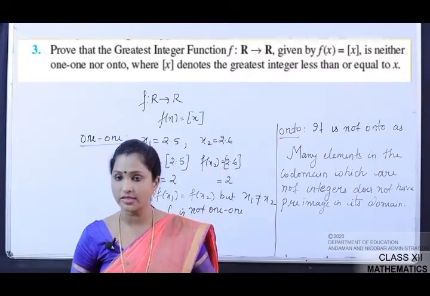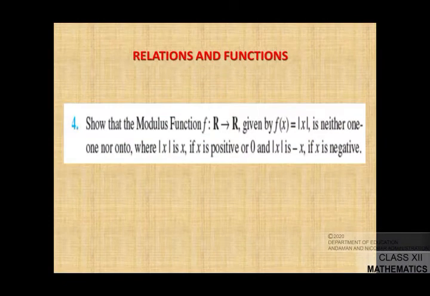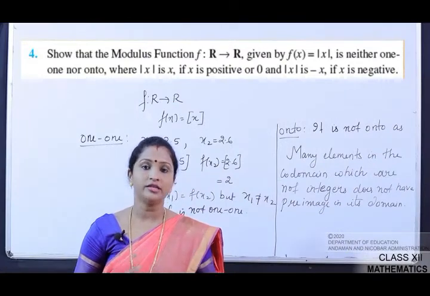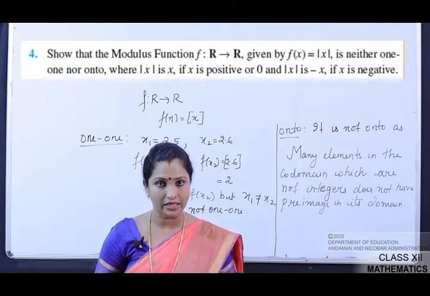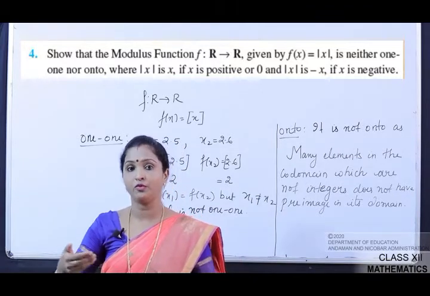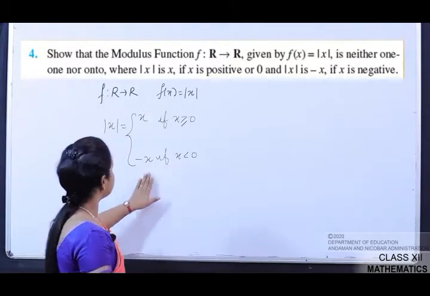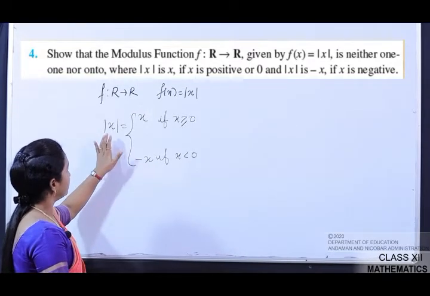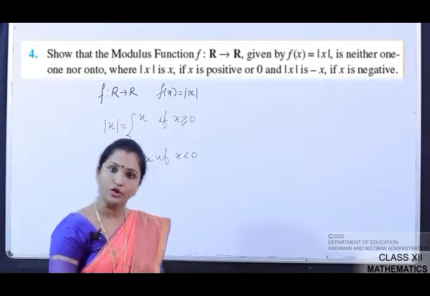Okay, now let's see the next question, that is, show that the modulus function f mapping from R to R given by f(x) is equal to mod x is neither 1-1 nor onto, where mod x is x if x is positive or 0 and mod x is minus x if x is negative. See, this modulus function, greatest integer function, these functions you have already studied in 11th class. Okay, so we have to just apply that knowledge and prove the question, correct? For this fourth question, you have to show that the modulus function is neither 1-1 nor onto.